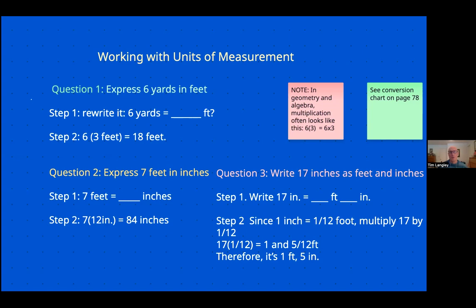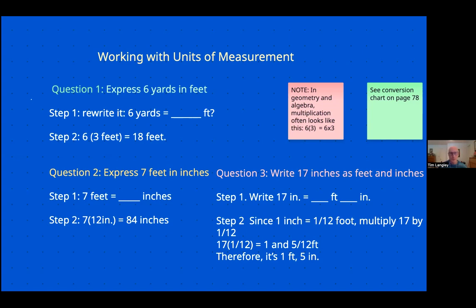All right, working with units of measurements. This is a little mini lesson that's going to lead back to geometry, but we need to know how to turn a whole bunch of inches into feet, or a whole bunch of feet into yards. And you'll see as we proceed.